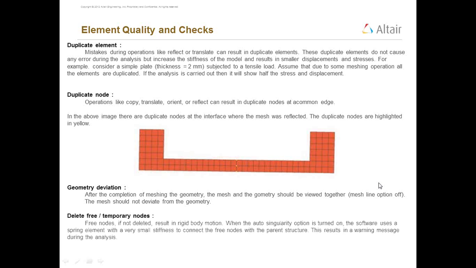Delete free temporary nodes. Free nodes, if not deleted, result in rigid body motion. When the auto singularity option is turned on, the software uses a spring element with a very small stiffness to connect the free node with the parent structure. This results in a warning message during the analysis.